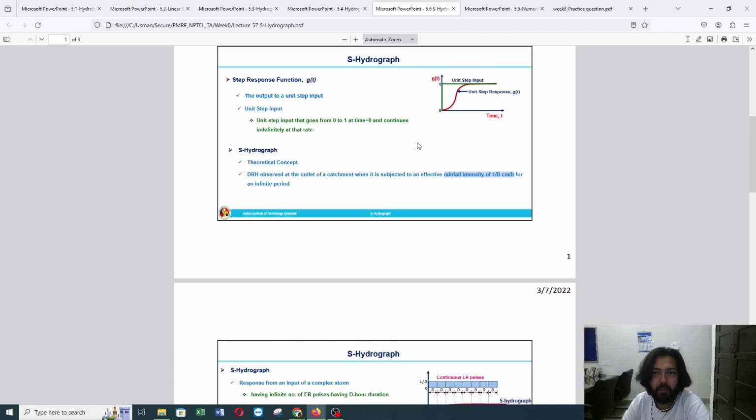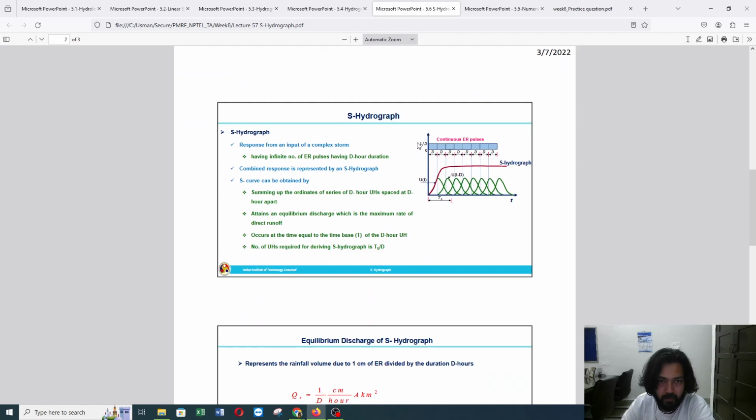Also, the important thing to understand is that the unit hydrograph was based on a unit pulse response function, whereas the S hydrograph is based on a unit step response function. Now let us see how to obtain the S hydrograph or S curve. It is based on a complex storm, a multiple storm event, having an infinite number of effective rainfall pulses having Dr duration each.